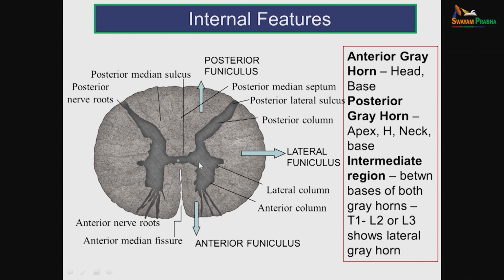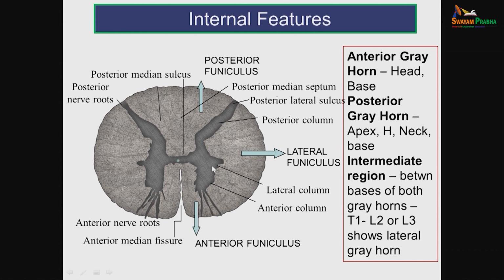If you look at the ventral or anterior grey horn, it has a head. This is the head and this is the base. Head and base for the ventral grey horn. If you take the dorsal grey horn, it has an apex. This is the apex. Then it has a head. Then this is the neck and this will be the base. So you have a base for the anterior grey horn and a base for the posterior grey horn.